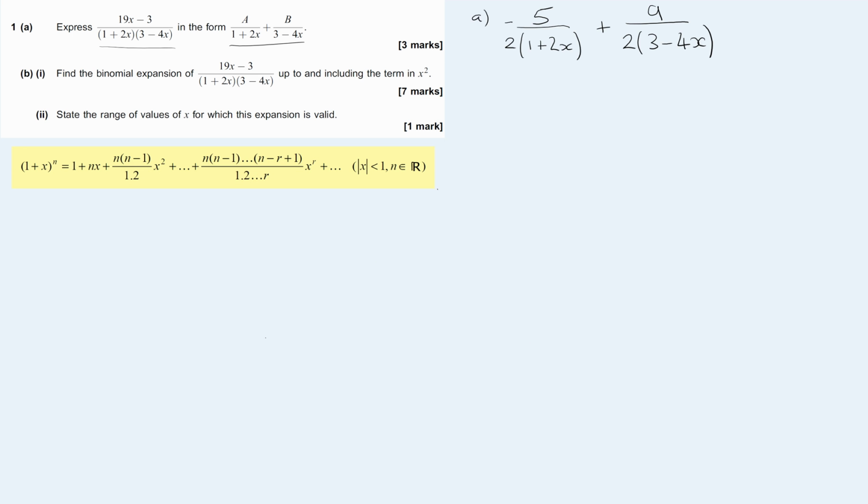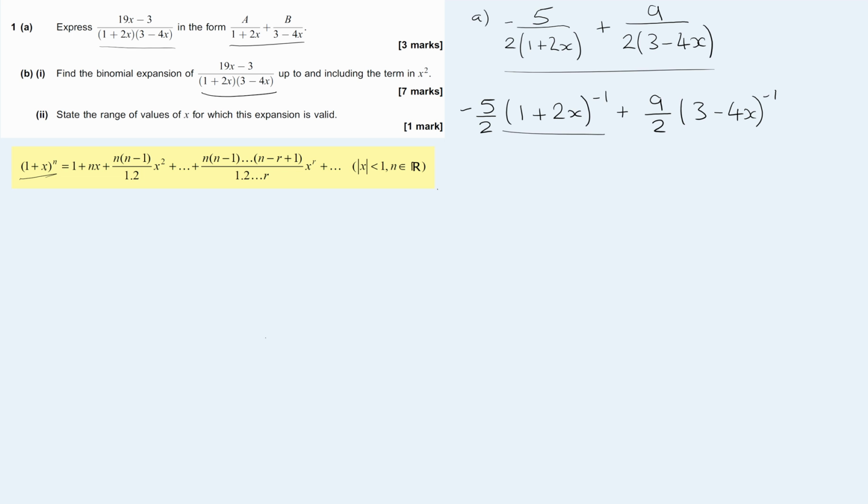So continuing to part B then, you'll see I've just added a snippet from the formula book there, which is the formula for binomial expansion, because we're asked to do the binomial expansion of our original fraction here. So what we're going to have to do is actually do the binomial expansion on these 2 fractions. So I'm going to start off by rewriting this as minus 5 over 2 (1 plus 2x) to the power of minus 1, plus 9 over 2 (3 minus 4x) to the power of minus 1. So what I'm doing is just rewriting each fraction to make it look more like what we're going to use in the formula book.